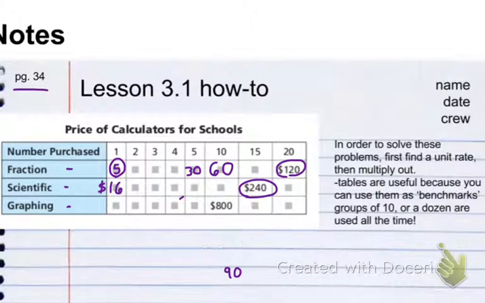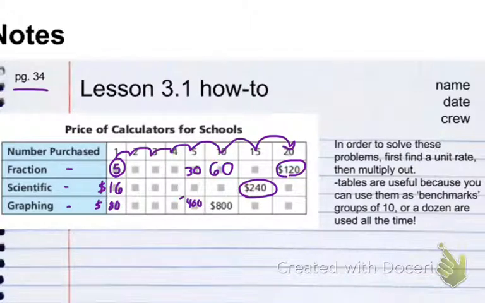Sorry about that. And if I have 10 graphing calculators costing me 800, I know that 5 will cost 400. I know that if 5 costs 400, if I divide this whole thing out, I will actually get each graphing calculator costing $80. Okay, now I can just multiply times 2, times 3, times 4, times 5, times 10, times 15, times 20, and solve for all of the rest of this table.